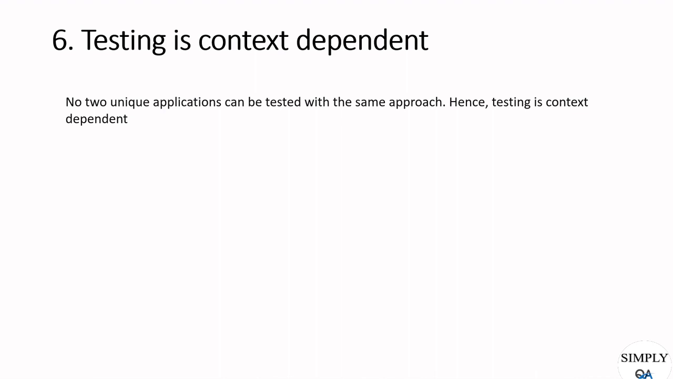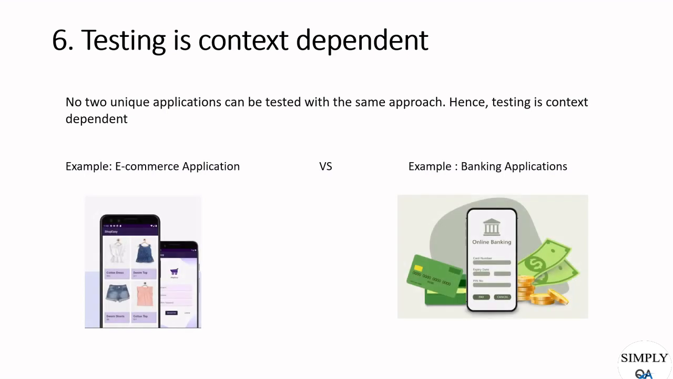Now let's see our next principle, that is testing is context dependent. Guys, we can't test two unique applications in the same approach. For example, consider we have an e-commerce application and a banking application. Will you be able to test both these applications in one single approach? No, right? For example, as a tester, we will give more importance to user interface testing for the e-commerce application.